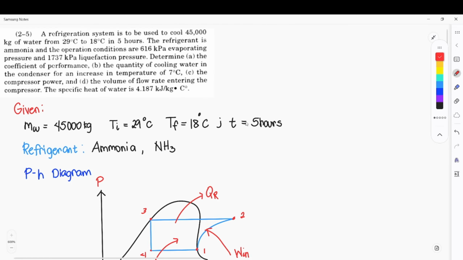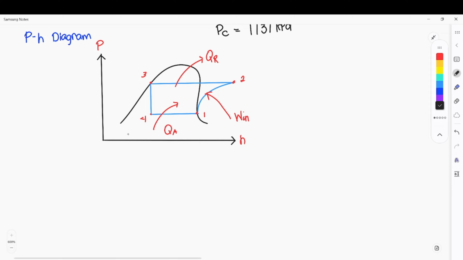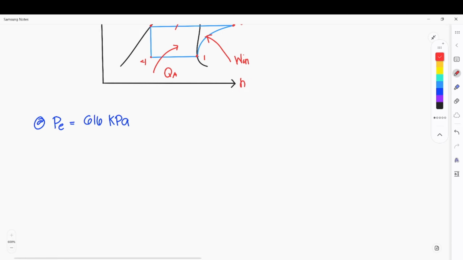Una natin gagawin is to find the enthalpies. Once we find the enthalpies, magiging madali na. So our pressures are 616 kilopascal for the evaporator and 1737 for the condenser. Those are in kilopascal. So let's proceed. First, punta tayo kay point 1 which is sa evaporator. So we have the pressure of the evaporator 616 kilopascal.